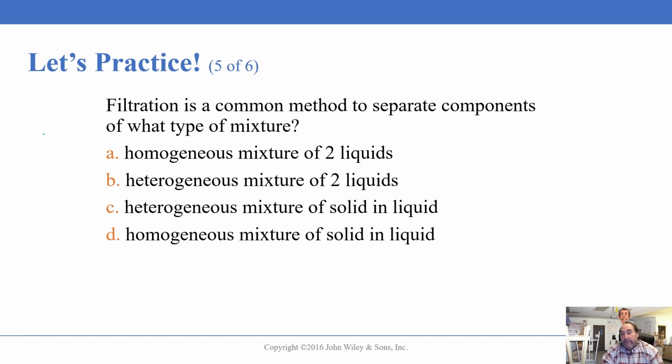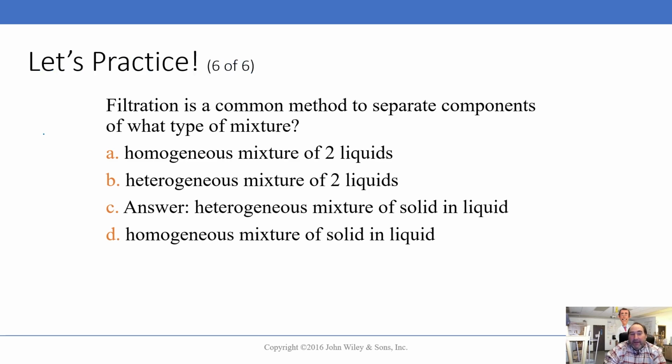Filtration is a common method to separate out components of what type of mixtures? So take a moment here and see. Okay, so let's take a look. We got homogeneous mixture of two liquids. So filtration probably would not be so great for that. Heterogeneous mixture of two liquids. Also not so good. Heterogeneous mixture of solid and liquid. That's sounding pretty good. And homogeneous mixture of solid and liquid. I'm going to go with C. Seems like the right one, as we talked about there. Again, like our sand and water mixture.